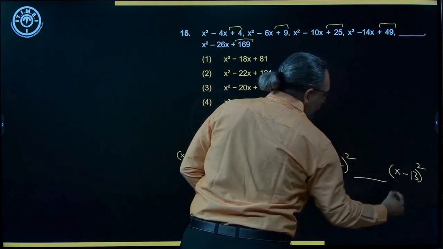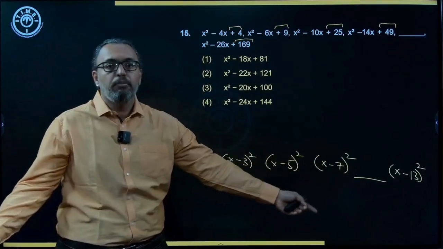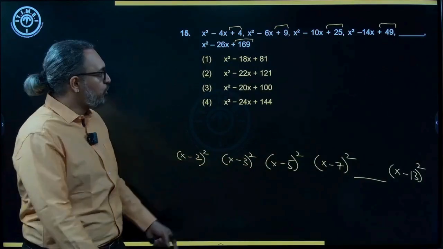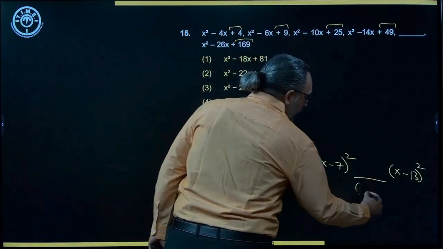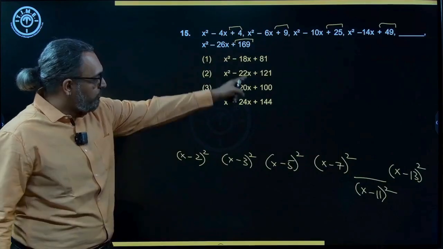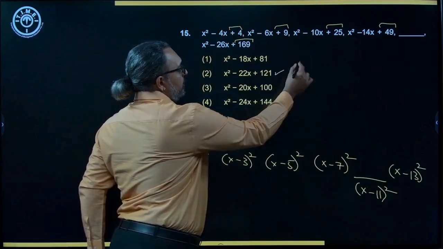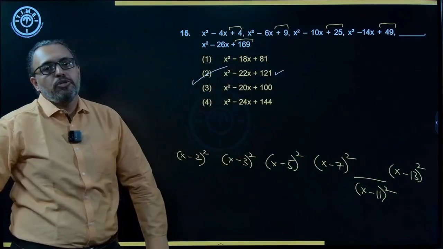So you have a blank in between. So you check what are these numbers. We have 2, 3, 5, 7 prime numbers. So the next should be 11. 11 is nothing but x minus 11 whole square. Now if you observe your options, the only option where you get a 11 square is here. So that is why we select choice 2.